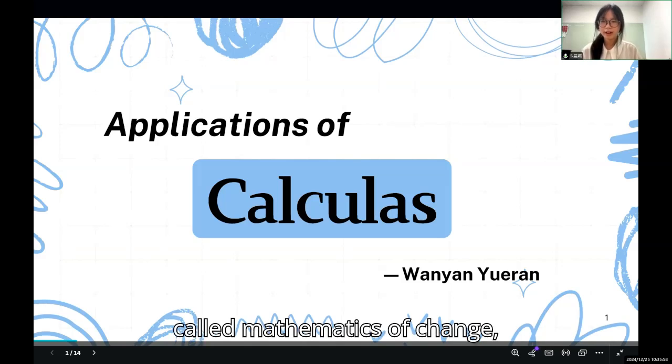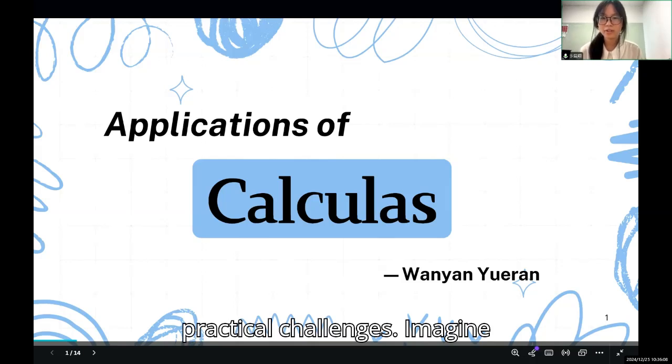Calculus is often called the mathematics of change, and today I will show you how this powerful tool helps solve practical challenges. Imagine calculus as a telescope, letting us zoom in on the intricate details of how things change, like the slope of a curve or the distribution of mass.